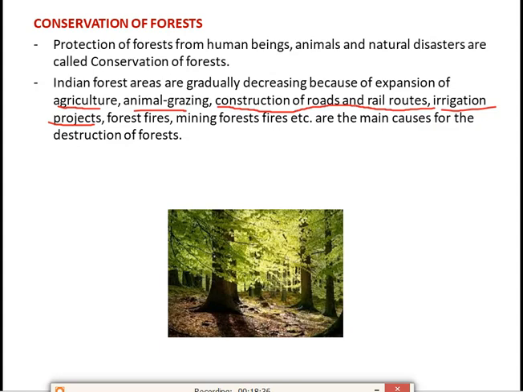Forest fires. This is one of the natural disasters which is destroying our forest. Mining is also one of the causes for destruction of the forest. So maybe the question can come from here also. What is conservation of forest? You write the definition, and maybe it can come that what are the causes because of which the forest is decreasing day by day. So you can write agriculture, animal grazing, construction of roads and rail routes, irrigation projects, forest fires, mining, etc.